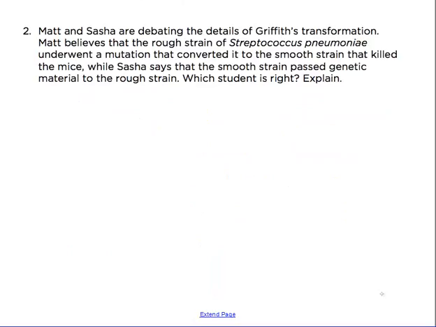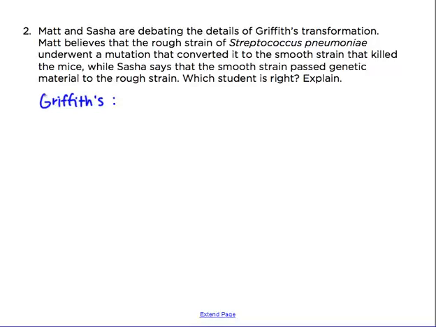Problem 2. Matt and Sasha are debating the details of Griffith's transformation experiment. Matt believes that the rough strain of Streptococcus pneumoniae underwent a mutation that converted it to the smooth strain that killed the mice, while Sasha says that the smooth strain passed genetic material to the rough strain. Which student is right? Well, let's quickly go over what was Griffith's experiment about.